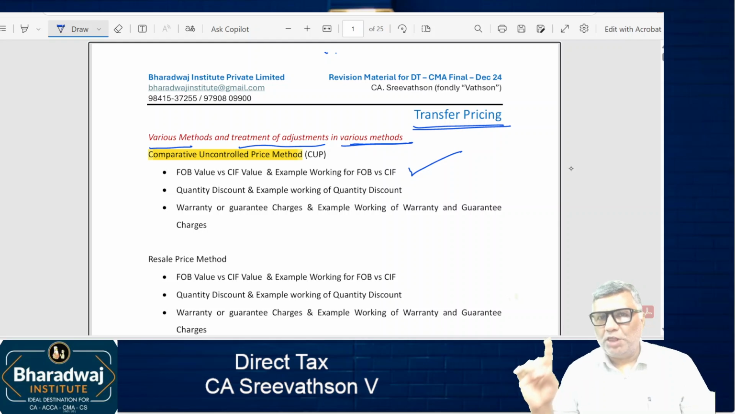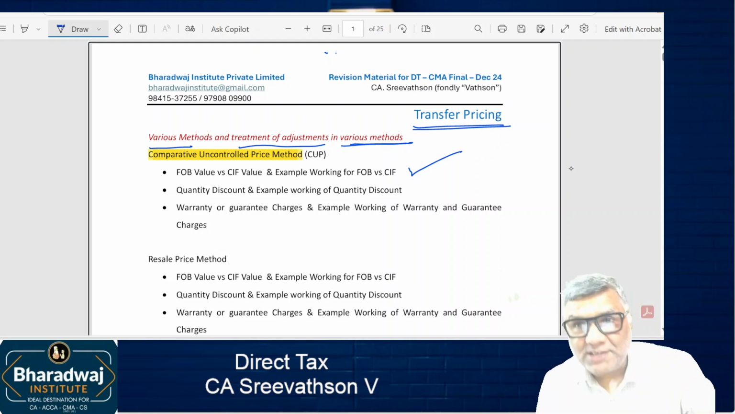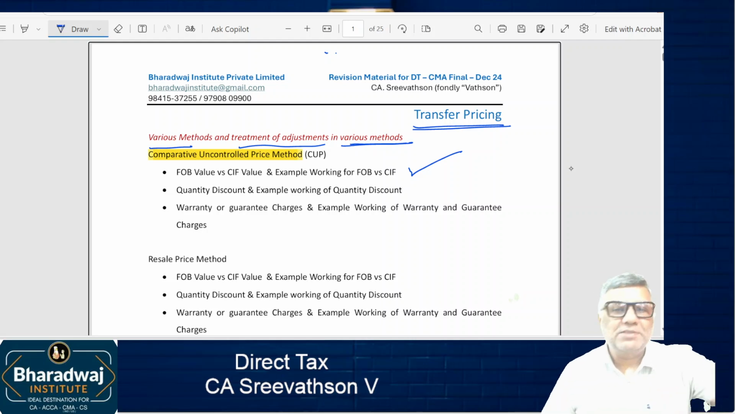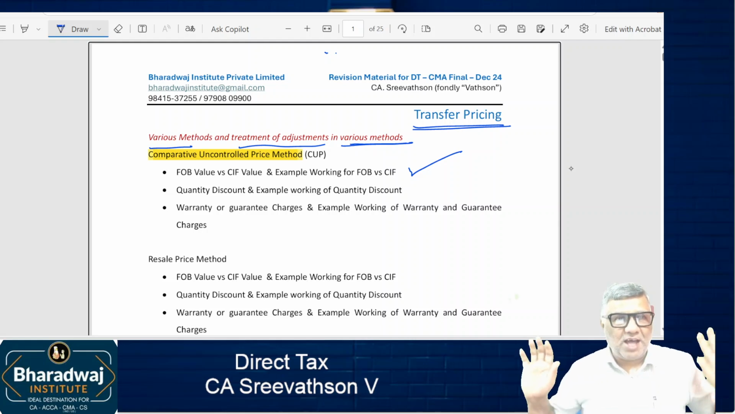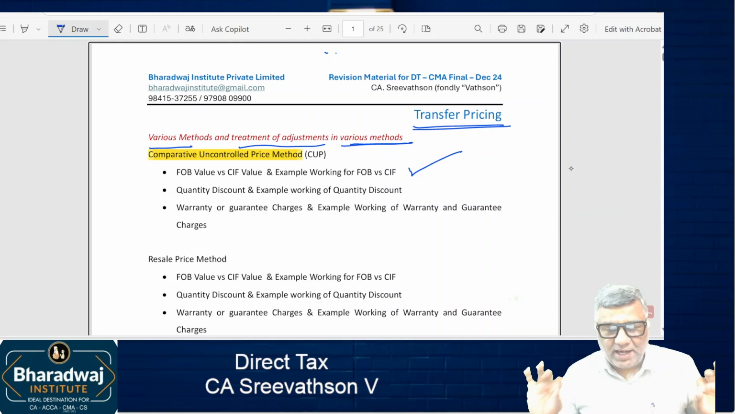FOB means without including insurance and freight. We call it goods on board, freight on board, whatever it is. Depending upon who bears the insurance and freight, it varies. Whereas CIF is cost, insurance, freight, which needs to be adjusted. Is the class clear in this? Are we clear in this?